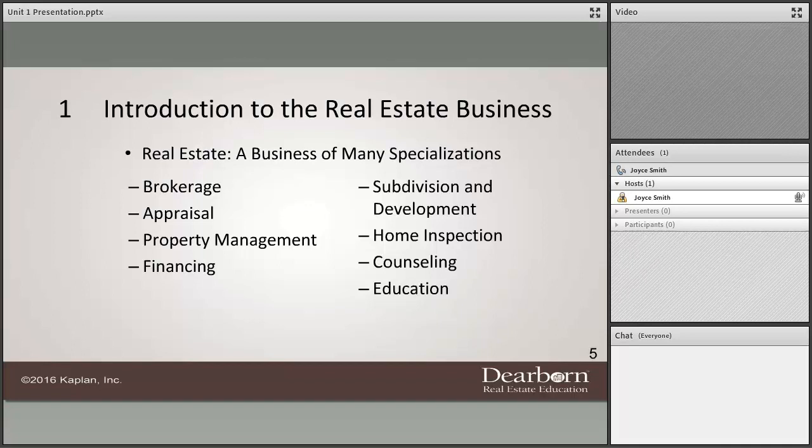So again, real estate has many specializations. You can do brokerage, you can do appraisal, you can do property management, and you can do financing. And along with that, you can do subdivision development, home inspection, counseling, and real estate education. Lots of opportunities in the real estate world.